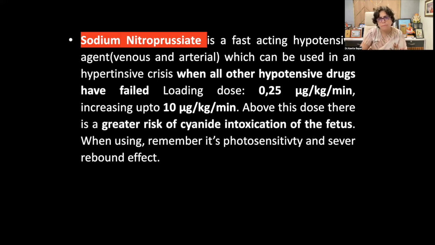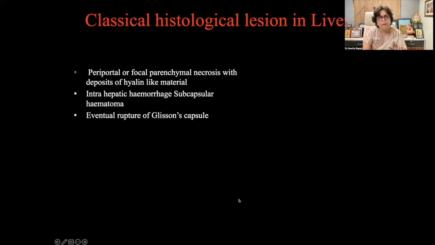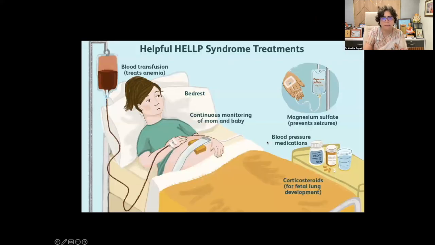Sodium nitroprusside is a fast-acting agent which can be used in hypertensive crisis when all the other antihypertensive drugs have failed. Loading dose 0.2 microgram per kg per minute, increasing up to 10 microgram per kg per minute. Above these doses, there is a greater risk of cyanide intoxication of the fetus. When using it, remember the photosensitivity and severe rebound effect. Now, classical histological lesions in the liver: periportal and focal parenchymal necrosis with deposits of hyaline-like material, intrahepatic hemorrhage and subcapsular hematoma, and eventual rupture of the Glisson capsule.